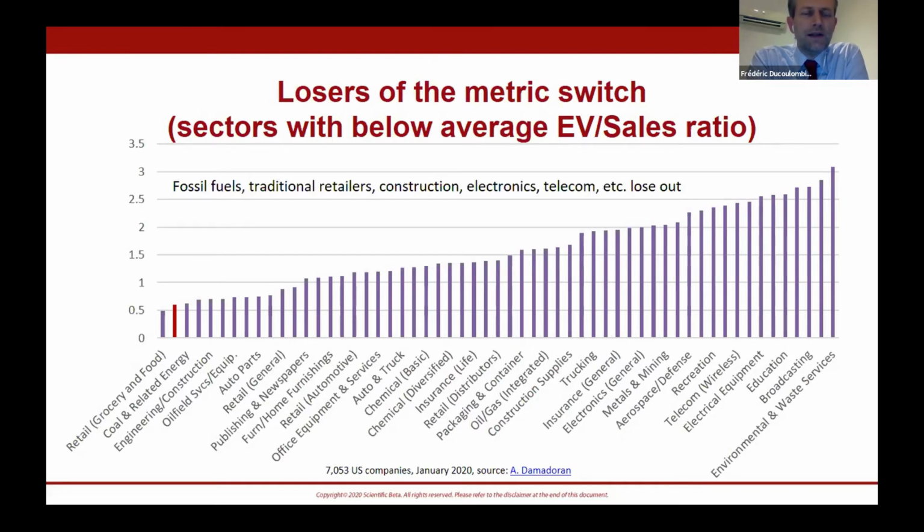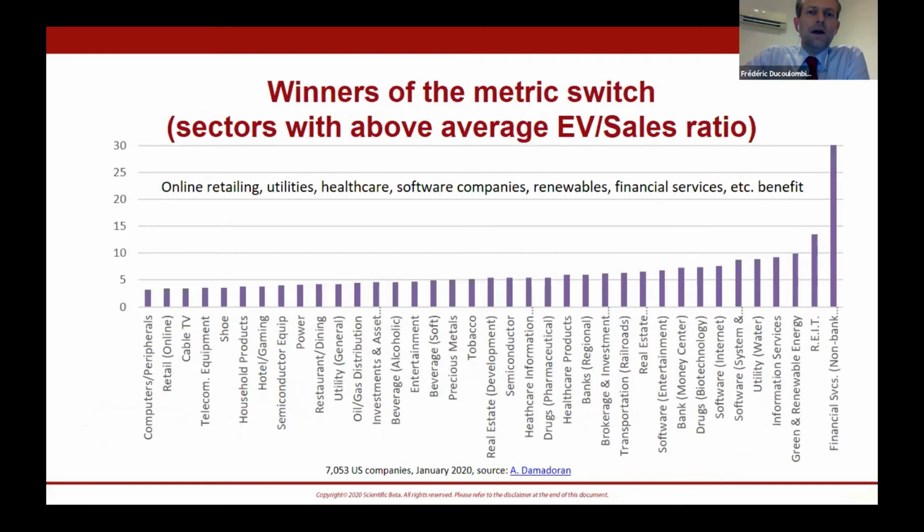And look at the scale here. The average is about 3 in the market. Now I'm going to show you the winners, and you see that the scale is very different. It goes up to 30. The winners are these sectors: online retailing, utilities, healthcare, software companies, renewables, financial services, etc. So some of these could be seen as greener, so the switch benefits some green companies, and some of them not so green after all.